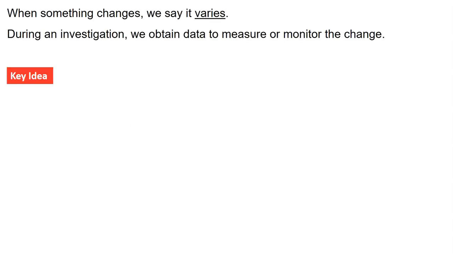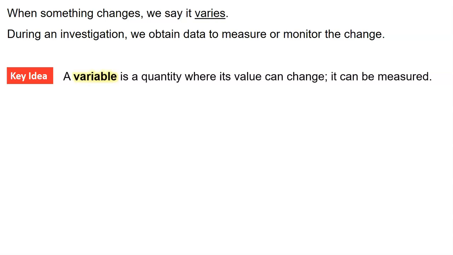When discussing and constructing line graphs, and also when collecting measured data, a really common word you'll hear is the word variable. So this video explains what that means. Now, when something changes, we say it varies. So during an investigation, we obtain data to measure or monitor that change. So using the word vary, we could say a variable is a quantity where its value can change. It can be measured in that investigation.